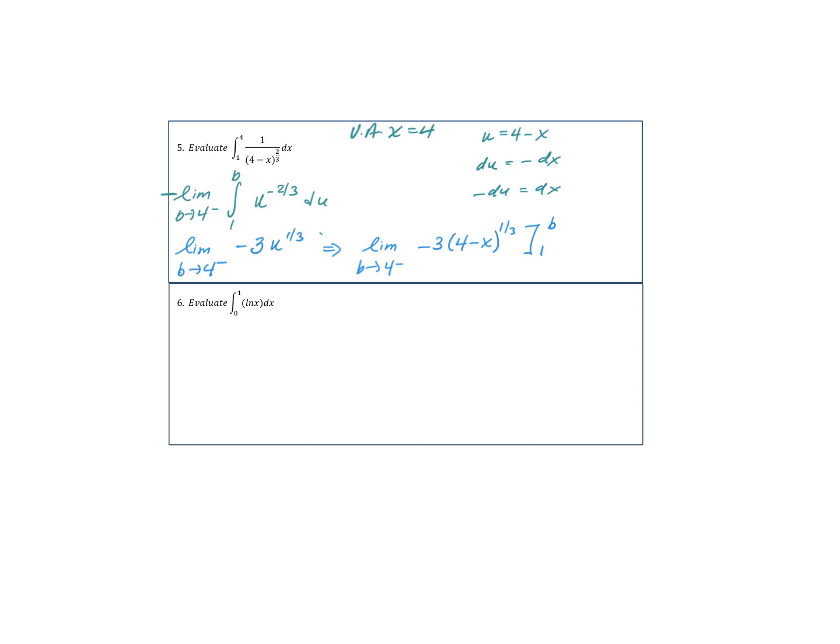I plug in, so I've got the limit as b goes to 4 from the left, so negative 3 times 4 minus b to the 1/3, plus 3 times 4 minus 1 to the 1/3. So let's see what that gives us. I'm plugging in 4. Again, one-sided limit, just plug in the value. This goes to 0 plus 3 times the cube root of 3. So this is going to be 3 cube root of 3, which we would say converges.